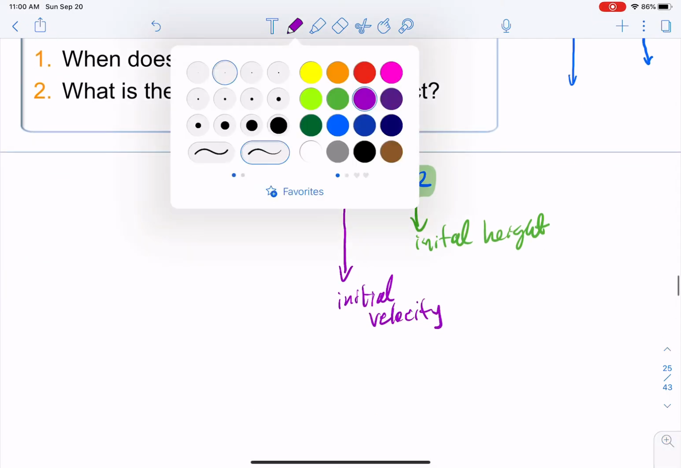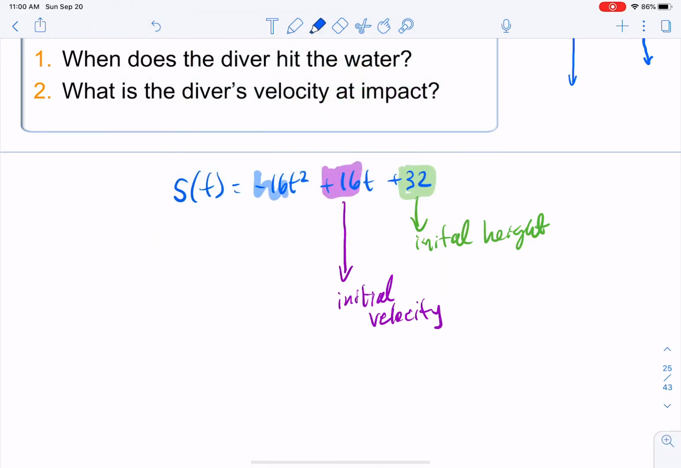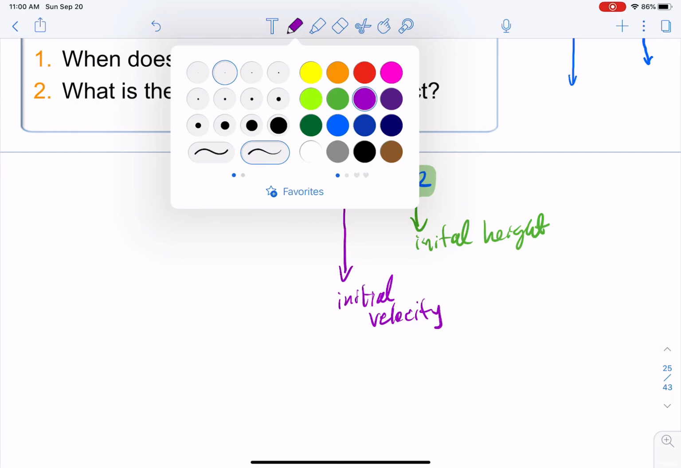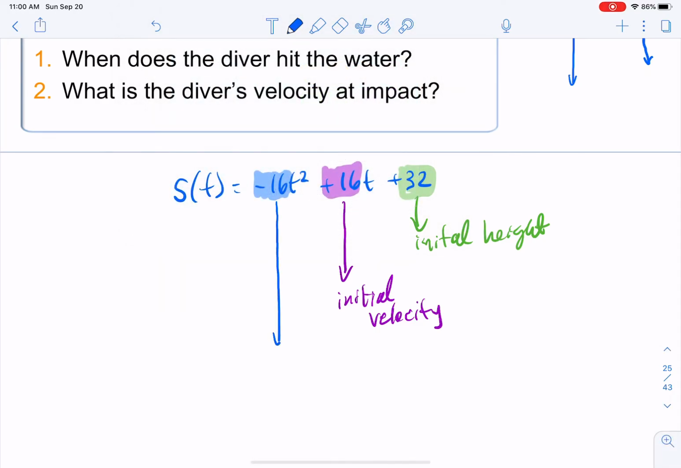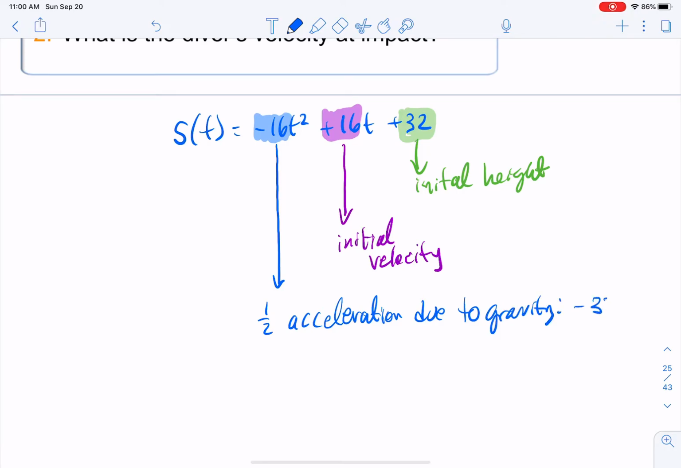All right, and then the last number that's up there, let's see, this one can be blue. The negative 16 that's right in front of the t squared, where's that number coming from? Well, you in physics probably don't see it in terms of feet very often, but this negative 16 is 1/2 of the acceleration due to gravity. And that number is a negative 32 feet per second squared. So in physics, if you're working in terms of meters, that would be negative 9.8.